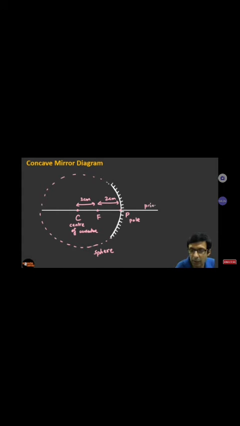And this line which joins the pole to the center of curvature, this is known as the principal axis. Carefully note the spelling. This is called the principal axis. So these are the important terms of a concave mirror.